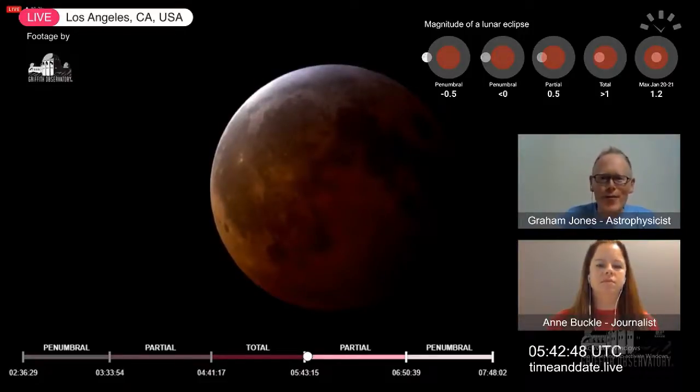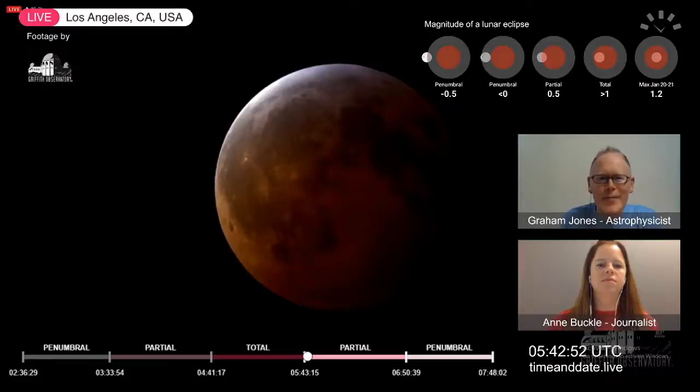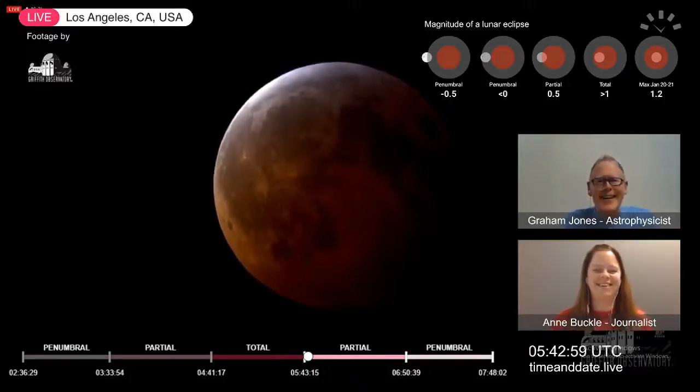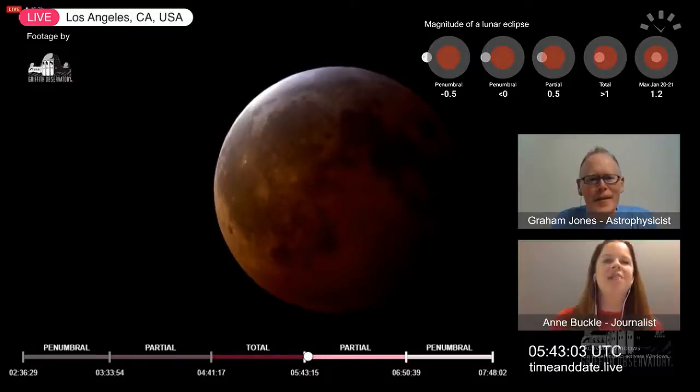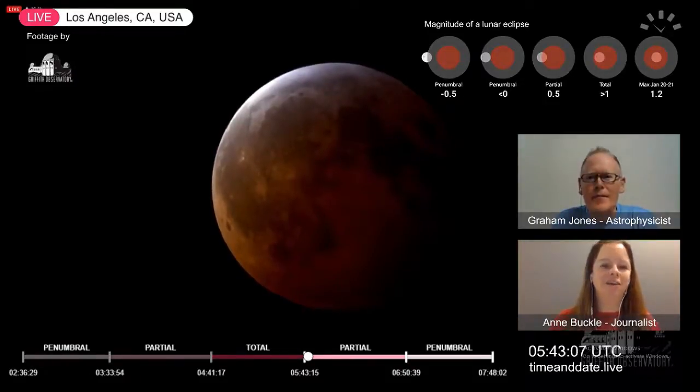So yes, before we saw the moon getting eaten away by the Earth's shadow, now the moon is slowly getting spat out again from the Earth's shadow. It's getting uncovered once again. And we'll have a look at that. If you guys can see this in the sky, lucky you, because we're watching it on the screen here.